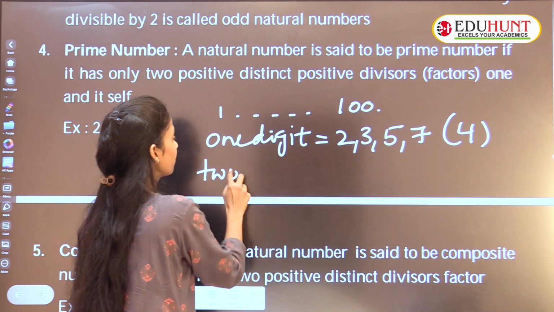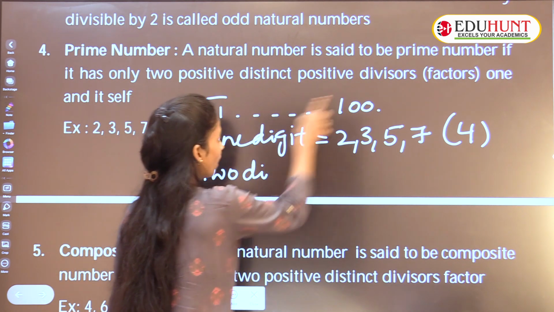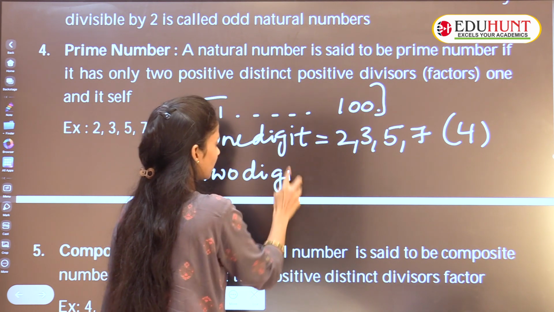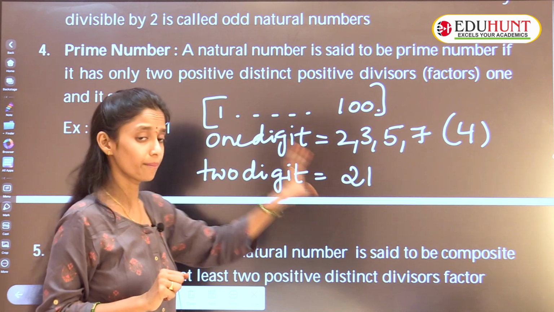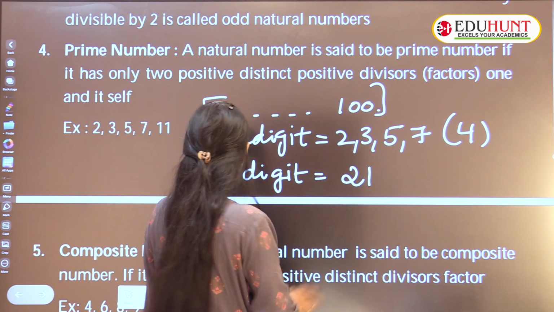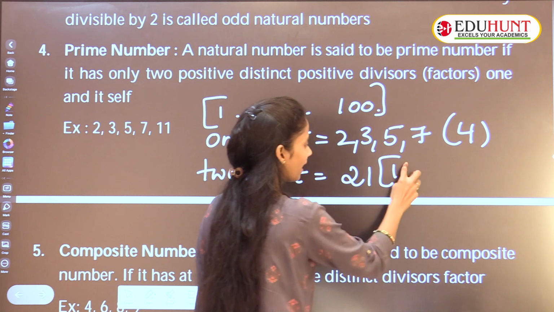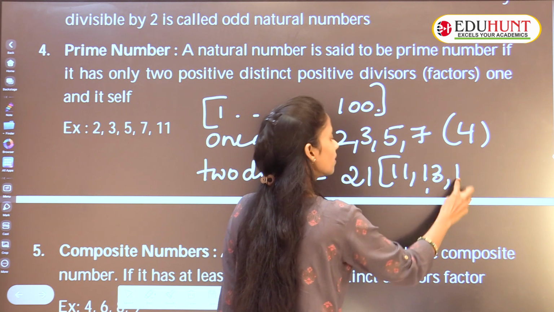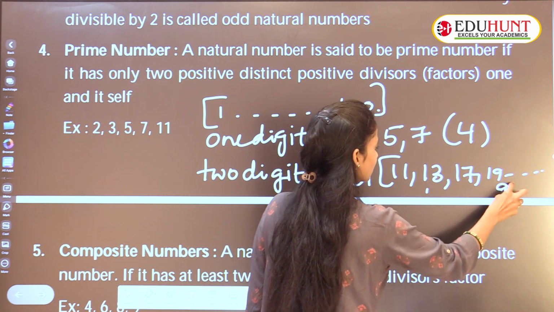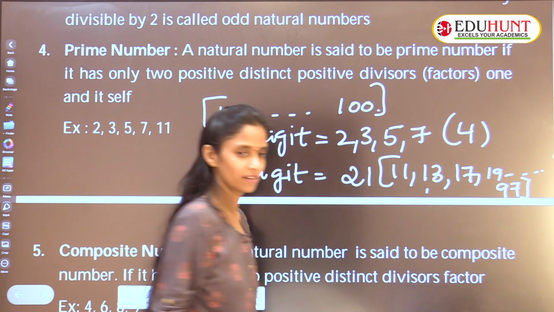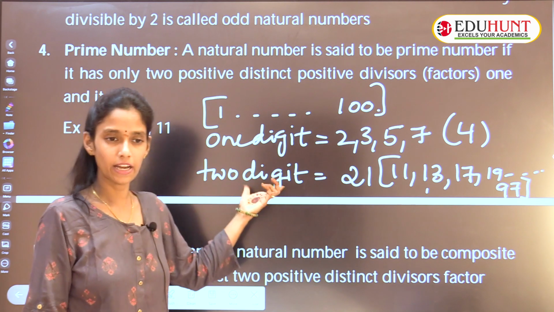2-digit prime numbers, how many do you have between 1 to 100? 21 numbers you have, 21 numbers. For example, I'll show you. See, 11, 13 and 17, 19. Like that, you go on until 97. So you have to learn this by heart, children.